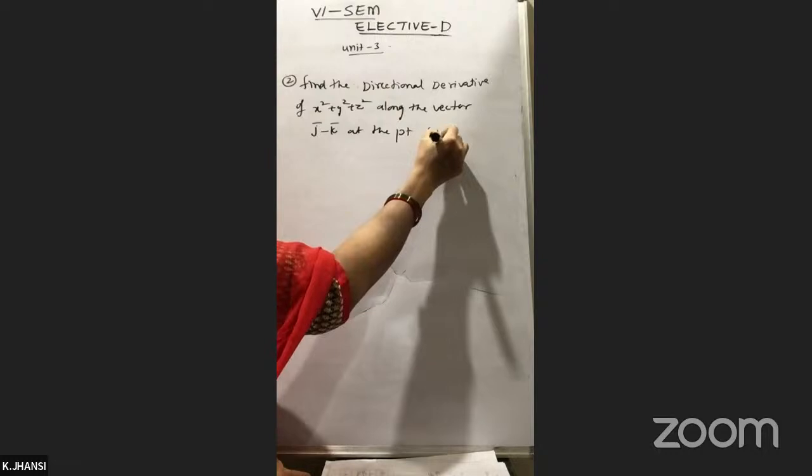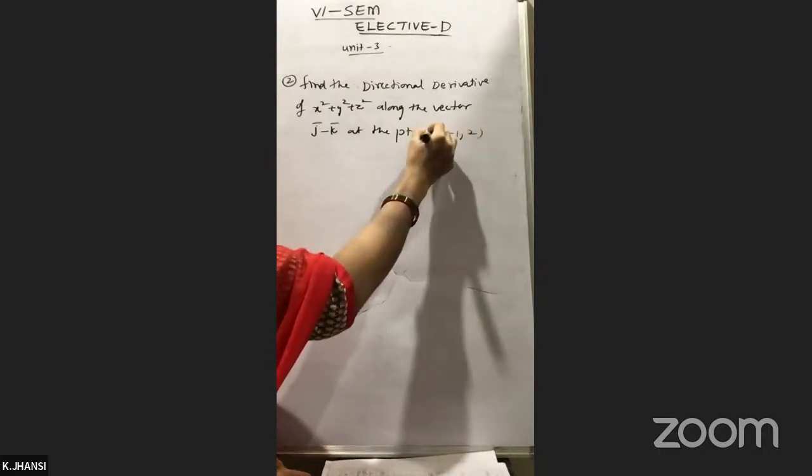At the point (1, -1, 2), we have to find the directional derivative. We have just seen the directional derivative along the x-axis, y-axis, and z-axis, and how it works for a unit vector. With the help of that formula, we have to find the answer.